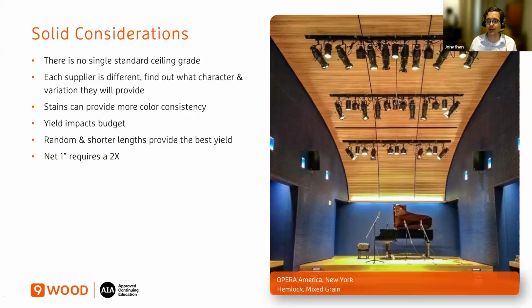And the first one is random or shorter lengths provide the best yield, i.e. they're probably going to be more budget friendly. Some systems or your designs may not accommodate shorter lengths, but it's something to keep in mind. For example, wood flooring is planks that are progressively installed. Well, each manufacturer has an equivalent type of system in a ceiling application, usually as a reveal between the planks. And that could be a great application for using random or shorter lengths, which would be more budget friendly than longer lengths potentially.